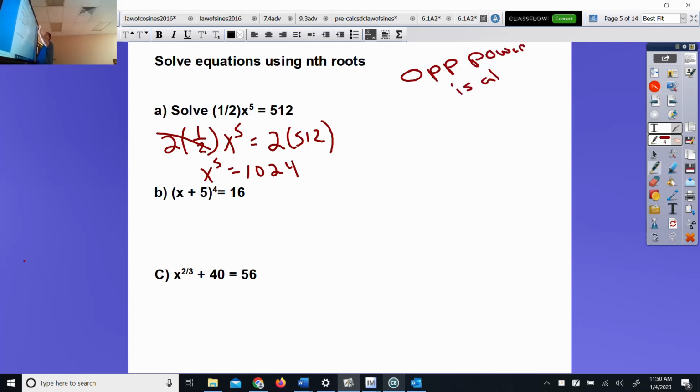Maybe this is what you meant, Bella, but I was hoping you'd say it a little differently. It's always the reciprocal power. The opposite power is always the reciprocal power. Like I said, there's nothing wrong with what you said. I just want to do it with exponents. I don't want to do it with radicals. There's a reason for that.